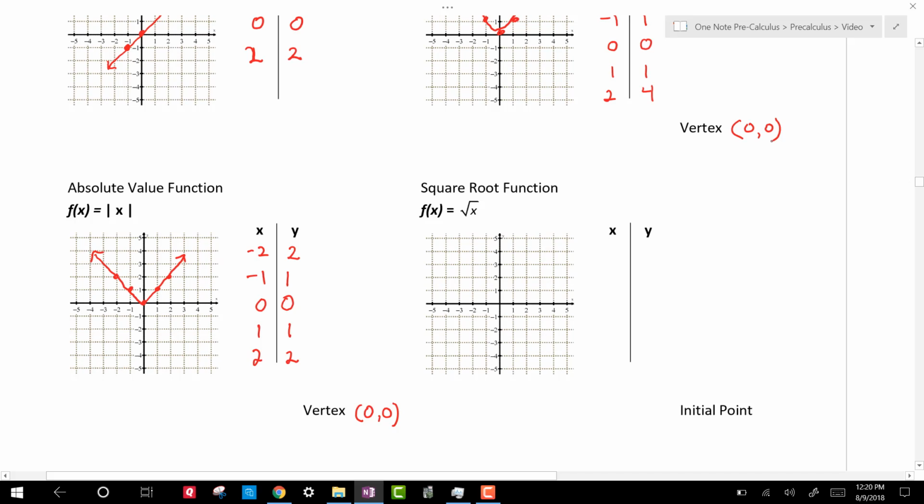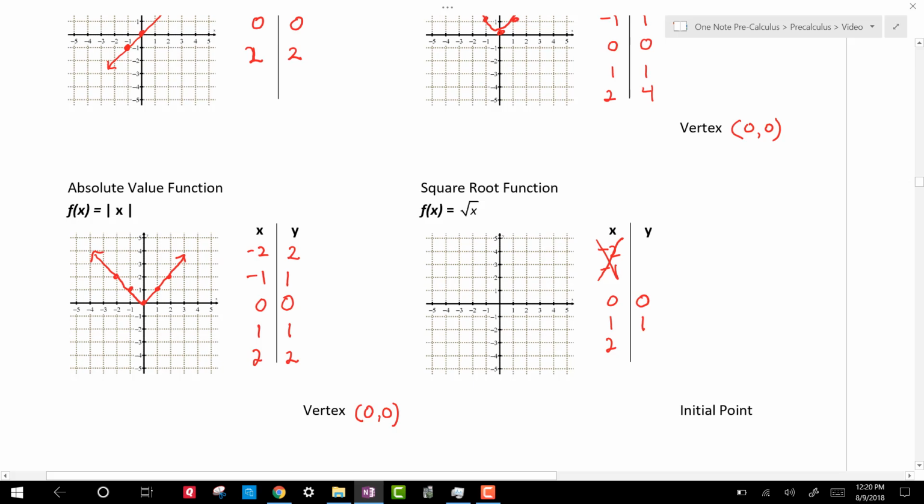Square root function. Okay, so if I tried to use the same t-table here, -2, -1, 0, 1, and 2, when I go to plug in -2, I get the square root of -2. We can't do that. That's an imaginary number that we cannot plot right here. So -2 and -1 don't work here. We don't want to plug negative numbers into this. We've talked about the domain of square root functions and always keeping that square root positive. So I can plug in 0. The square root of 0 is 0. The square root of 1 is 1.